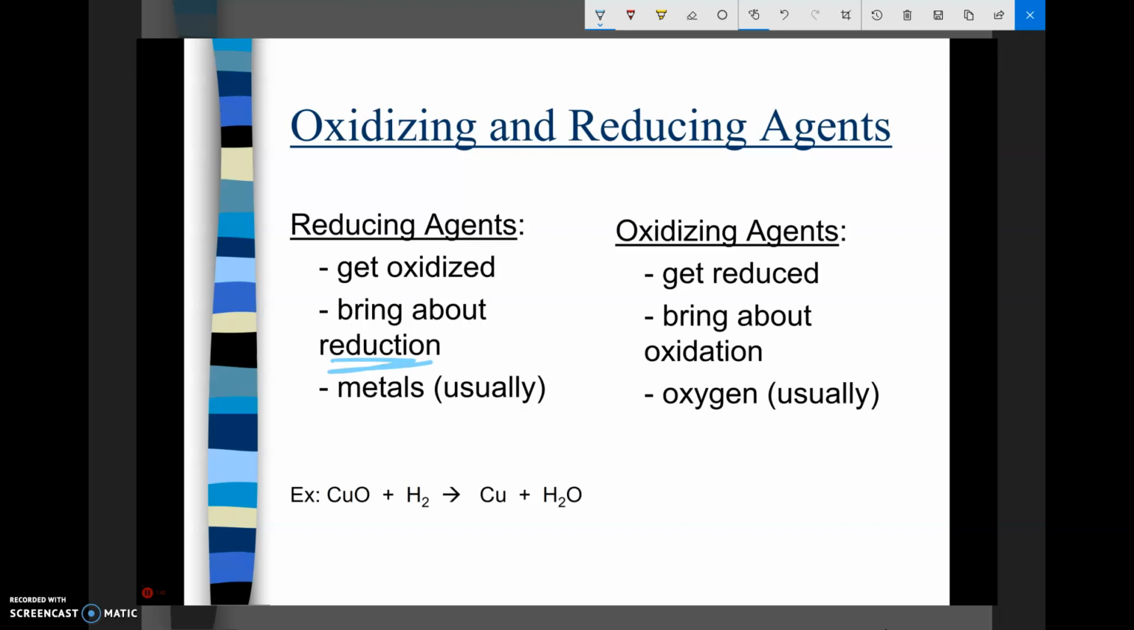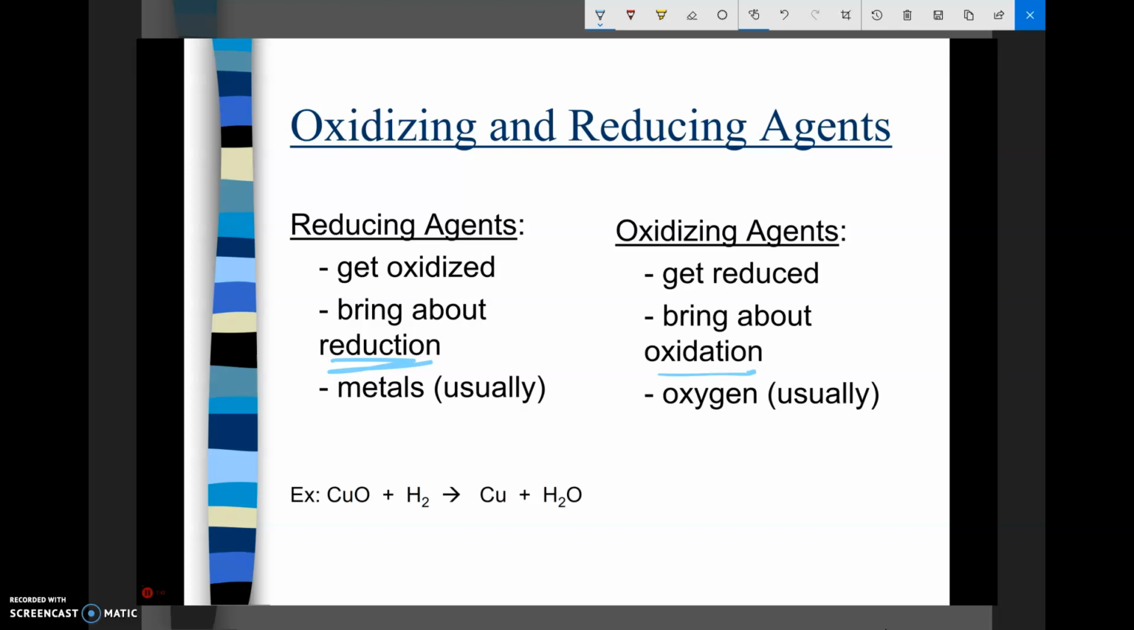A very common substance that are reducing agents are metals. And notice I say usually because there are some exceptions. Okay, an oxidizing agent is the substance that gets reduced. So it's just opposite. Whatever's reduced is the oxidizing agent. And that's because whatever gets reduced is going to help bring about oxidation. So again, it's helping. Okay, this one helps bring about oxidation. And the most common oxidizing agents are usually oxygen, which kind of makes sense.